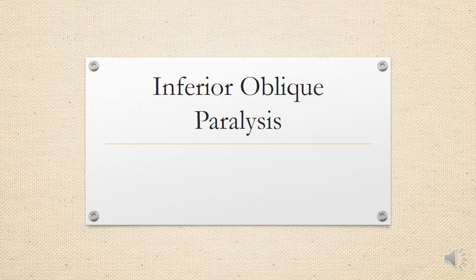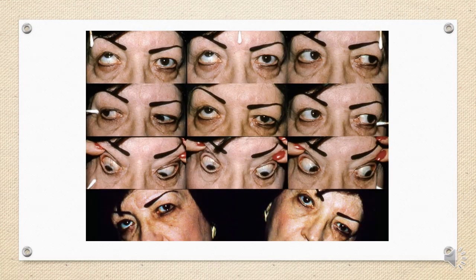So palsy is one which is very rarely seen as an isolated muscle. Let's see what clinical attributes are shown. This is a patient with inferior oblique palsy. As we all know, inferior oblique is responsible for elevation, because it is an elevator muscle.